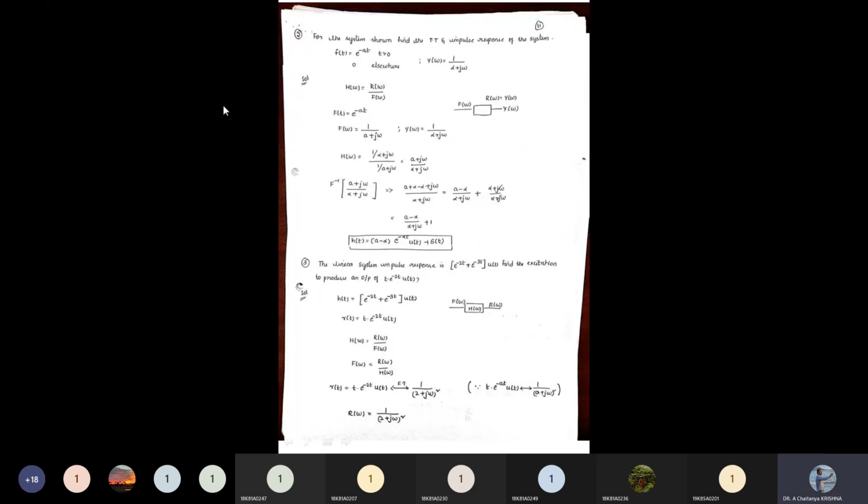Then f of omega is 1 by alpha plus j omega. Then h of omega is y of omega by f of omega, which is alpha plus j omega by alpha plus j omega. Now this is the transfer function. Now we should find the impulse response, meaning we take the inverse Fourier transform of h of omega.